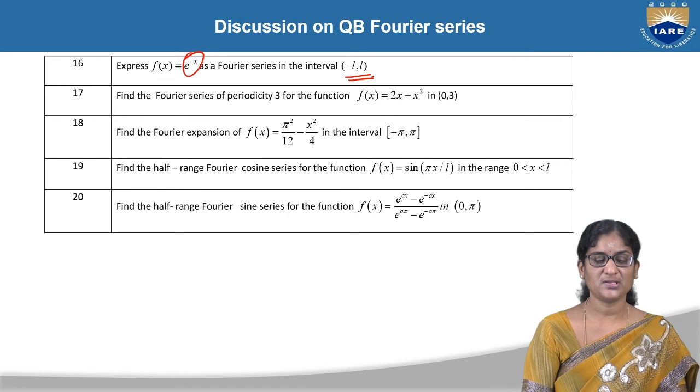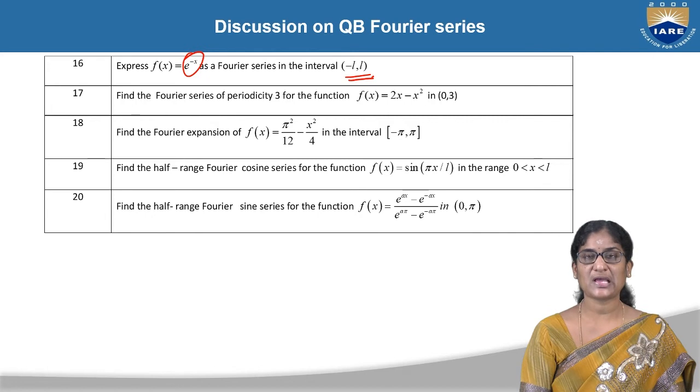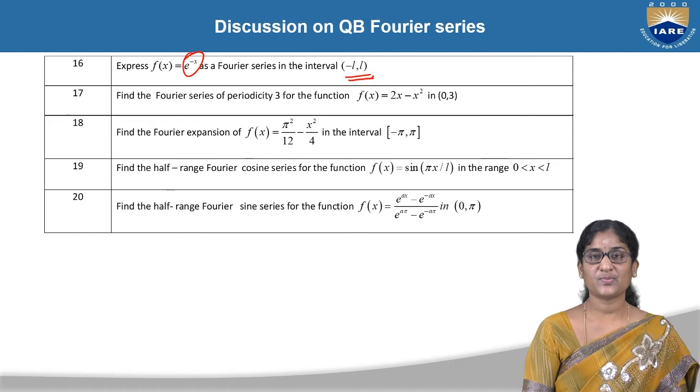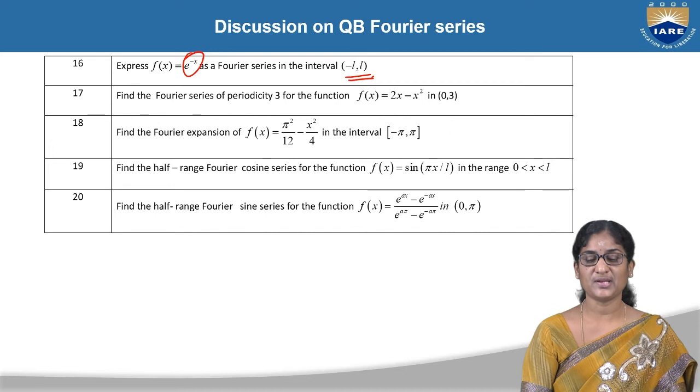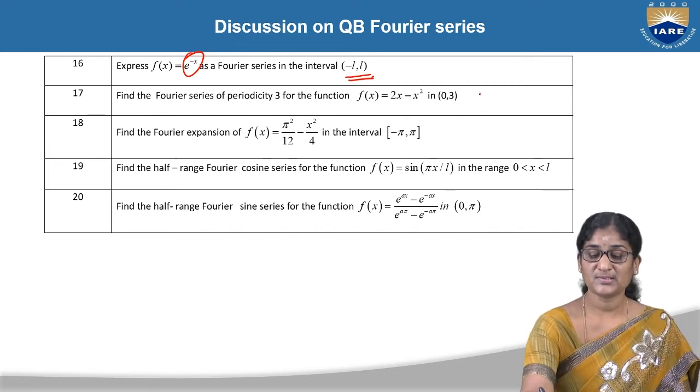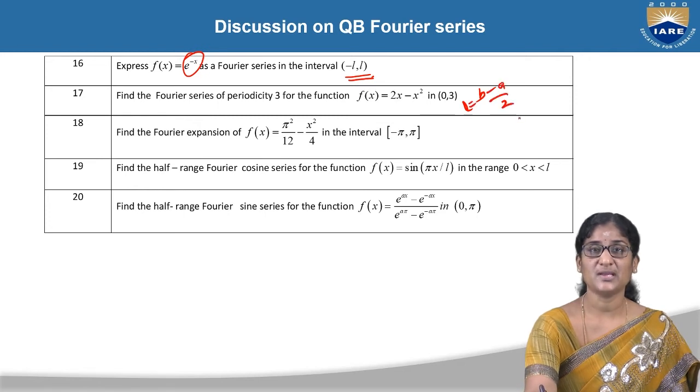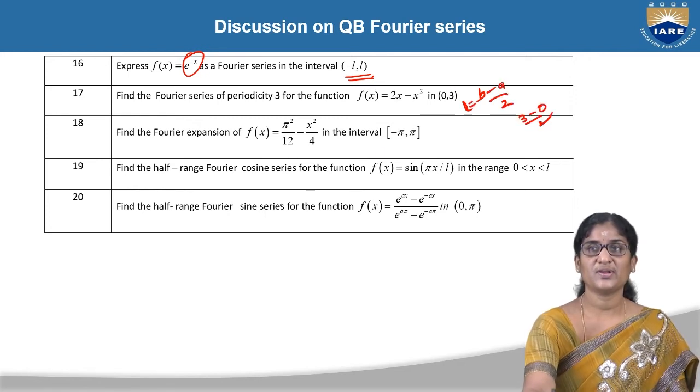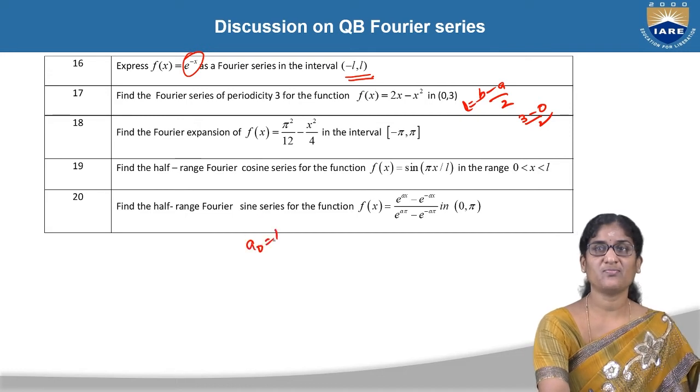Now going to the 17th question, find the Fourier series of periodicity 3, which is asked in the arbitrary interval 0 to 3. So here 2x minus x square is the function, and what is the a0 value? a0 value is 1 by 3 by 2, because here b minus a by 2, b is 3, so 3 minus 0 by 2. So we are going to get a0 is equal to 1 by 3 by 2 integral 0 to 3, f of x, that is 2x minus x square dx.